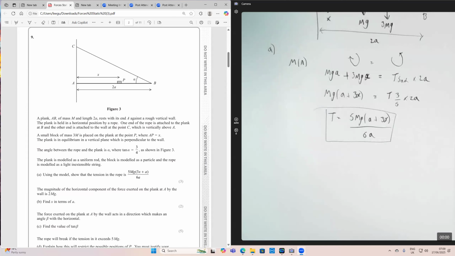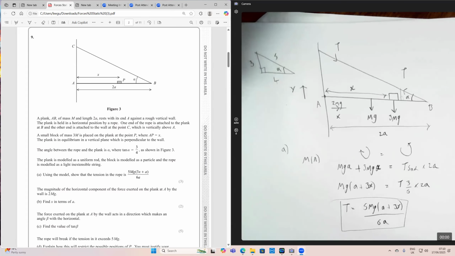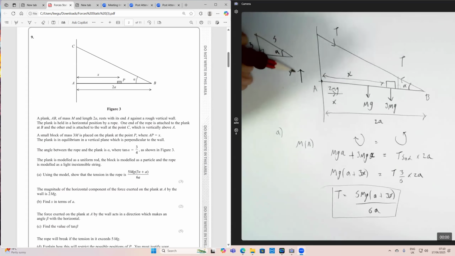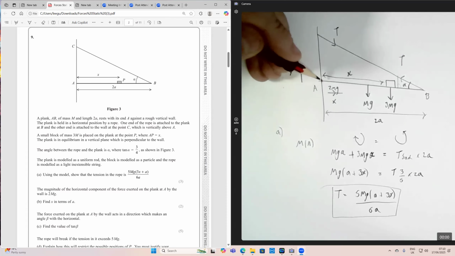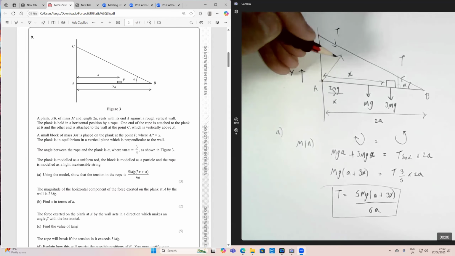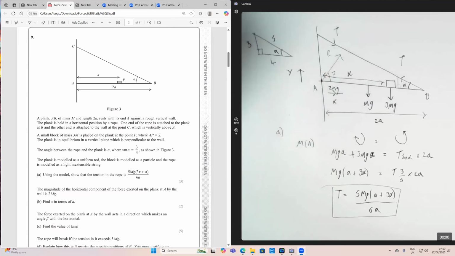Next bit of the question. What does it say for the next bit? It says a force exerted on the plank at A by the wall acts in a direction which makes an angle beta with the horizontal. Find the value of tan beta. So we can imagine that the horizontal and vertical components of the friction and the normal reaction, if they were combined, would give us a resultant force R, and this resultant force would be making an angle of beta with the horizontal.